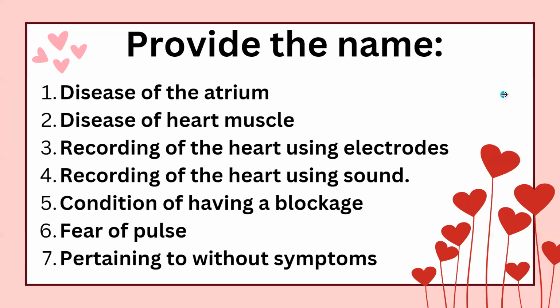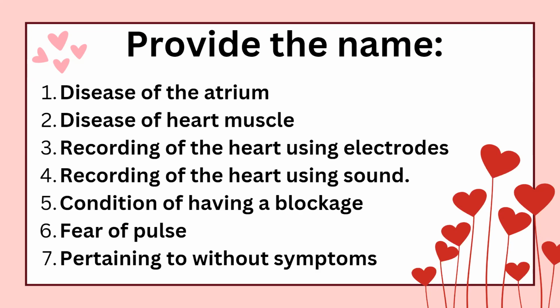Okay, disease of the atrium is going to be an atriopathy. Disease of heart muscle is going to be a cardiomyopathy. So a myopathy is just general muscle disease. You have to add that cardi root onto it. So cardiomyopathy is disease of the heart muscle.